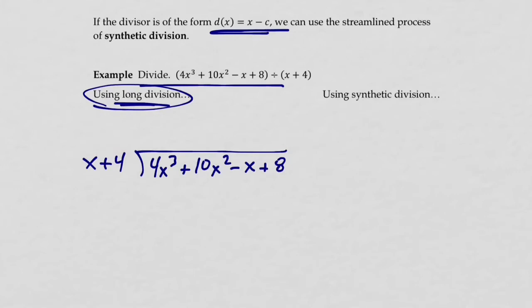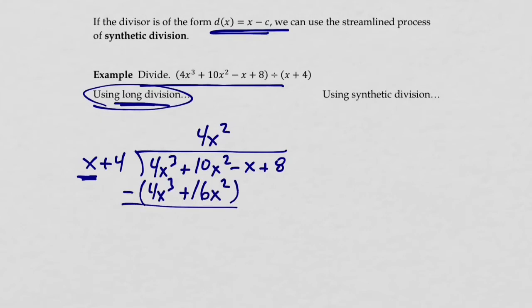So now I want to take the lead term here, x, and divide it into the lead term of the dividend. x divided into that gives me 4x squared. And multiplying 4x squared with x plus 4, I get 4x cubed plus 16x squared. And now I want to subtract both of those terms. Of course, we set it up so that the 4x cubes now cancel.